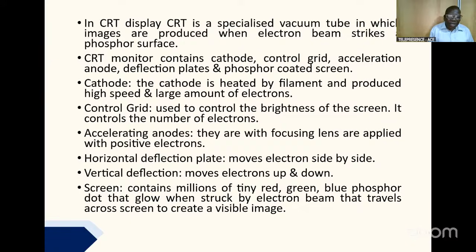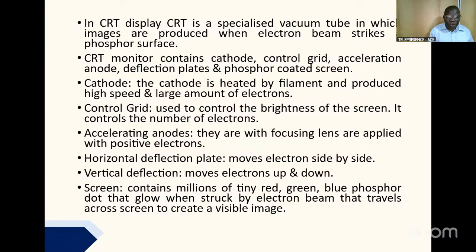Cathode. The cathode is heated by a filament and produces high speed and large amounts of electrons. That is just the work of the cathode. The control grid is used to control the brightness of the screen. It controls the number of electrons.